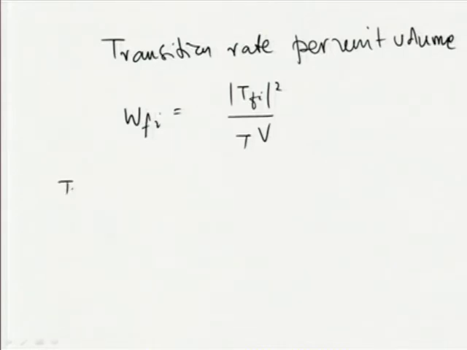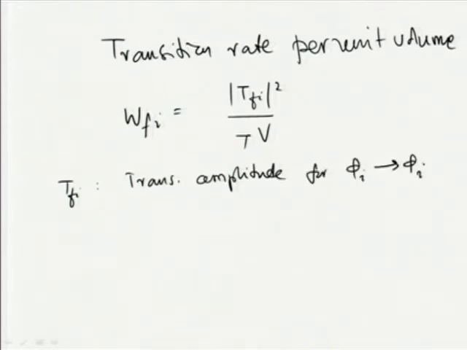Okay. So, T_FI, as we know, is the transition amplitude for phi_i to go to phi_f when it undergoes an interaction in time interval t and in a spatial volume V. So, usually we consider that there is no interaction before this, or outside this time interval.